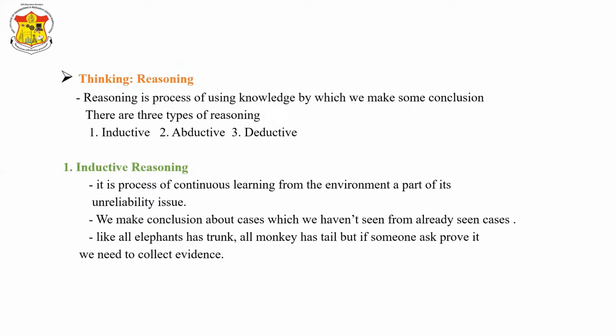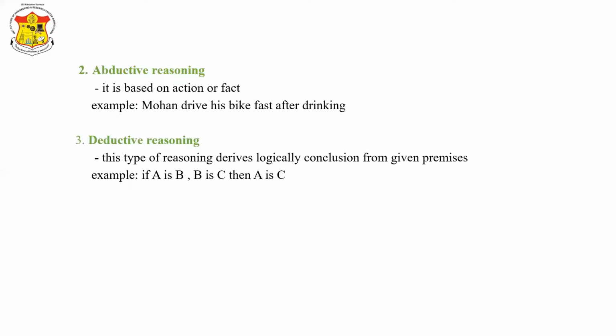The next, thinking and reasoning. Reasoning is the process of using knowledge by which we make some conclusion. There are three types of reasoning: inductive reasoning, abductive reasoning, and deductive reasoning. What is inductive reasoning? It is a process of continuous learning from the environment, apart from its unreliability issue. We make some conclusion about cases which we haven't seen from already seen cases, like all elephants have trunks, all monkeys have tails. But if someone asks to prove it, we need to collect the evidence. That is inductive reasoning.